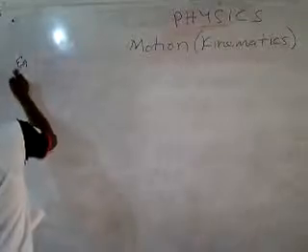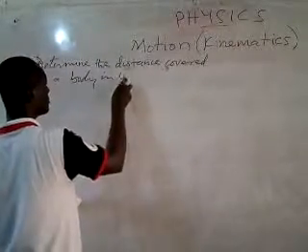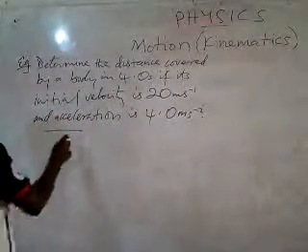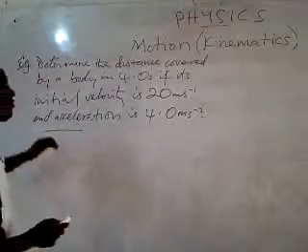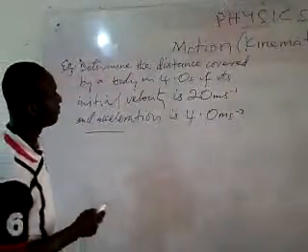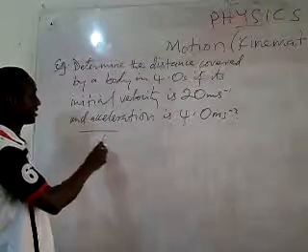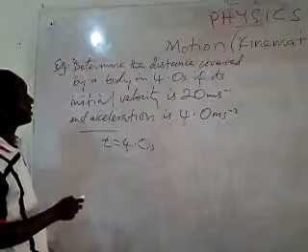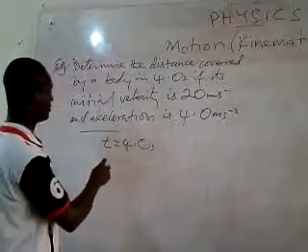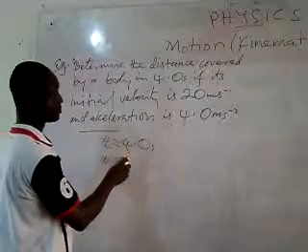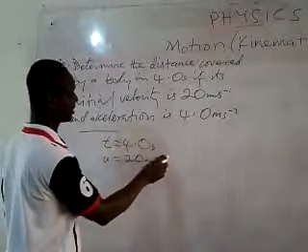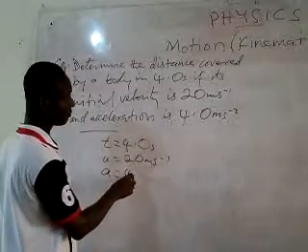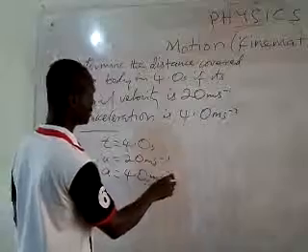Example. So let's solve this question. Determine the distance covered by a body in 4 seconds. So you provide your data. Time is equal to 4.0 seconds, if its initial velocity, that is u, is equal to 20 meters per second, and the acceleration a is also given as 4.0 meters per second squared.